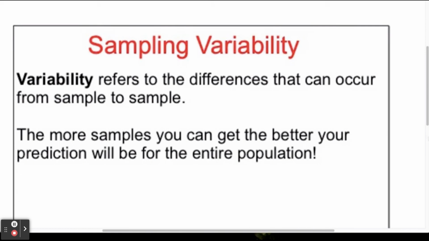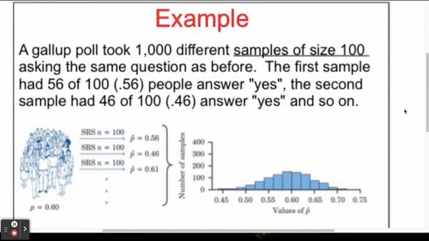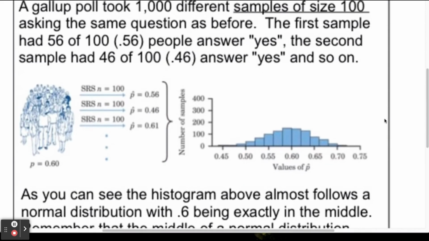But what I want to look at is that sample that we took in 6.3. It says a Gallup poll took 1,000 different samples of size 100, asking the same question as before. Again, that question was, have you bought a lottery ticket in the last 12 months? The first sample had 56 out of 100 people answer yes. The second sample had 46 out of 100, and so on. Here's a visual of what this looks like.